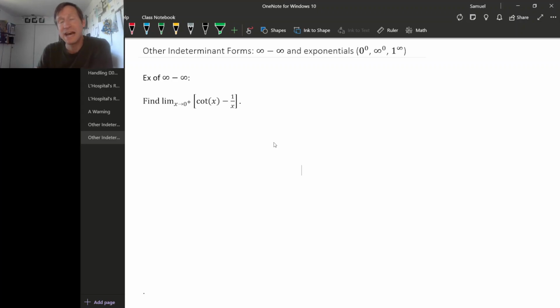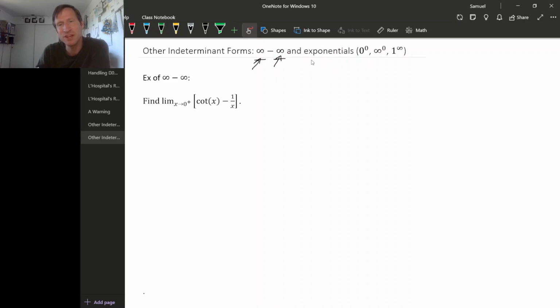There are two remaining categories of indeterminate forms that we haven't encountered yet, at least not in the context of L'Hopital's rule. One is infinity minus infinity. This one's indeterminate because you can't tell which infinity wins. One is trying to make the whole thing big, and one is trying to make the whole thing small, and you can't tell which one wins. So that's indeterminate.